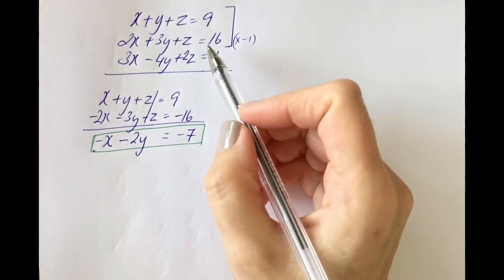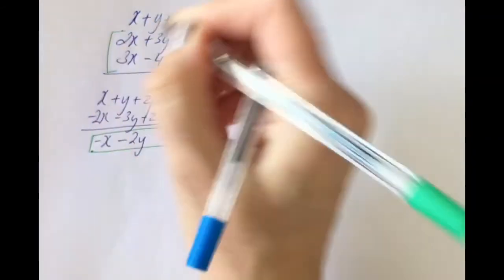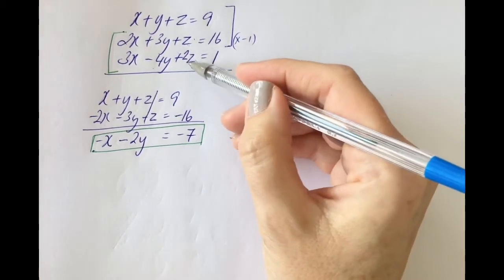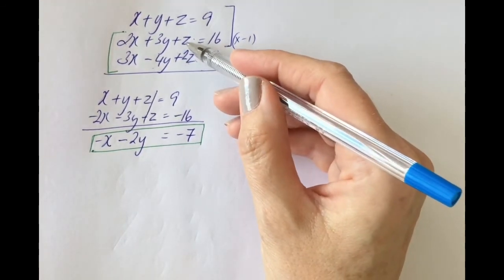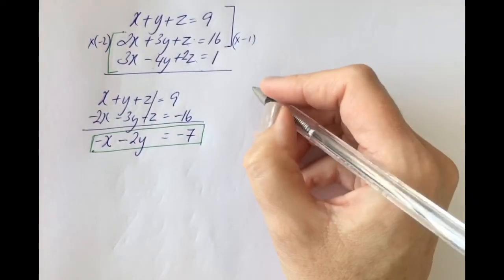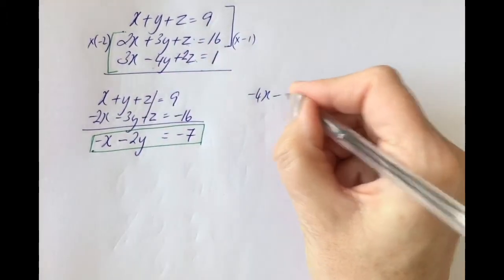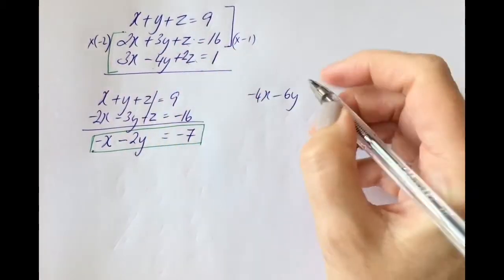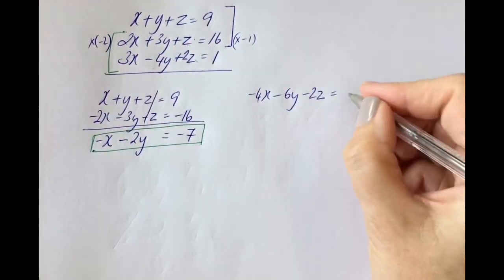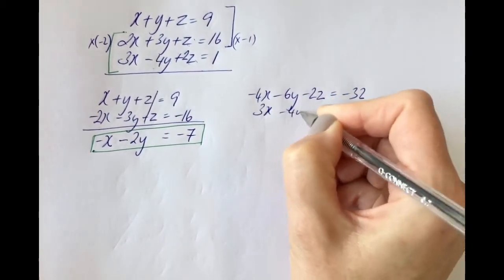Okay, so now I'm going to look at these two equations, and I'm going to eliminate, of course, the z again. So they're set up not too bad. If I have 2z down here, ideally what I want is a minus 2z up here. So I'm going to multiply the second line this time by minus 2. So minus 2 times 2x is minus 4x, minus 2 times 3y is minus 6y, minus 2 times z is minus 2z, equals minus 2 times 16 is minus 32. And the bottom line stays the same.